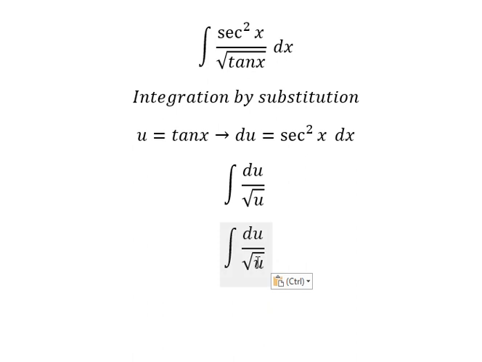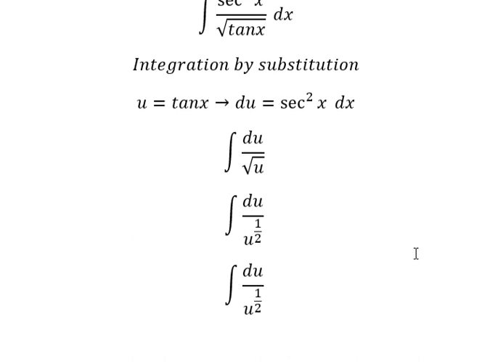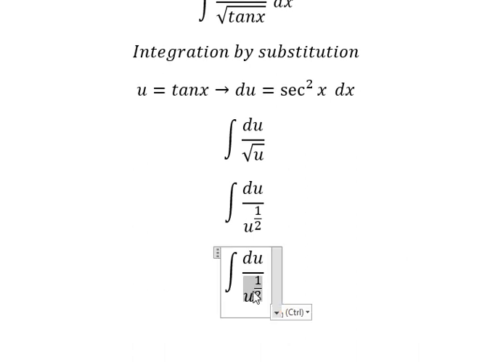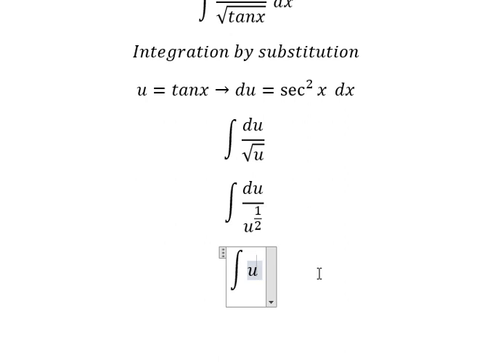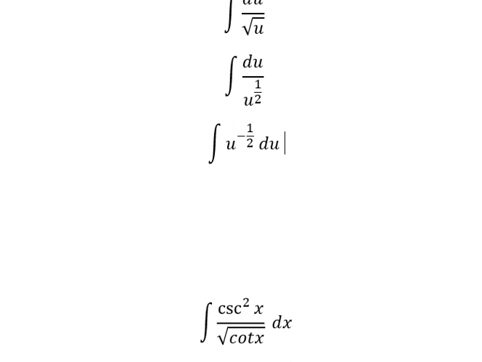So this one becomes u to the power of 1 over 2, because the square root represents the power of 1 over 2. If we want to move this to the numerator, we have u to the power of negative 1 over 2 du. And now we have the formula here.